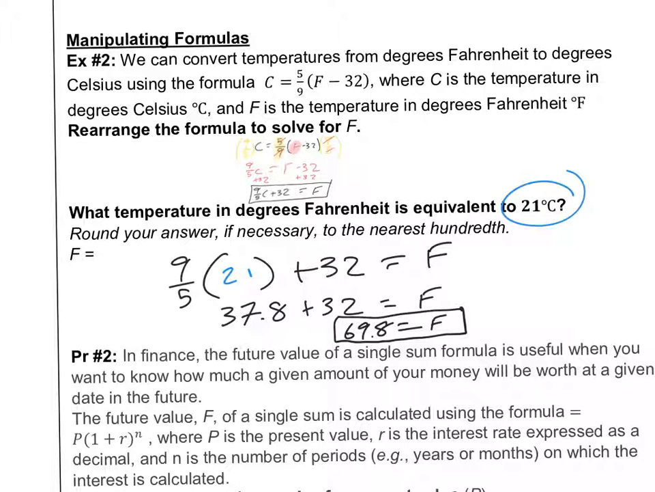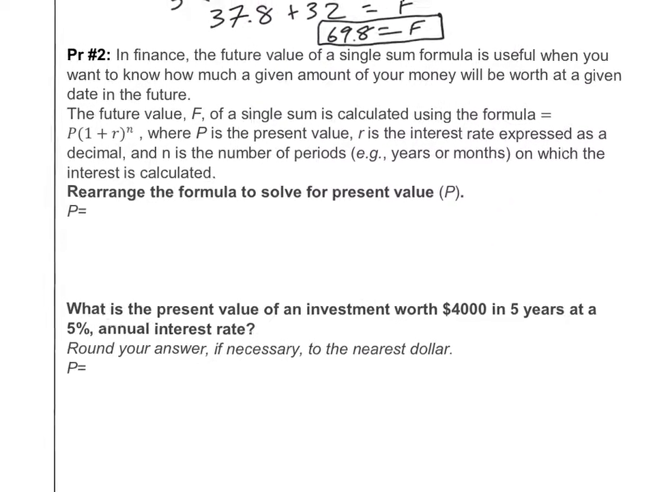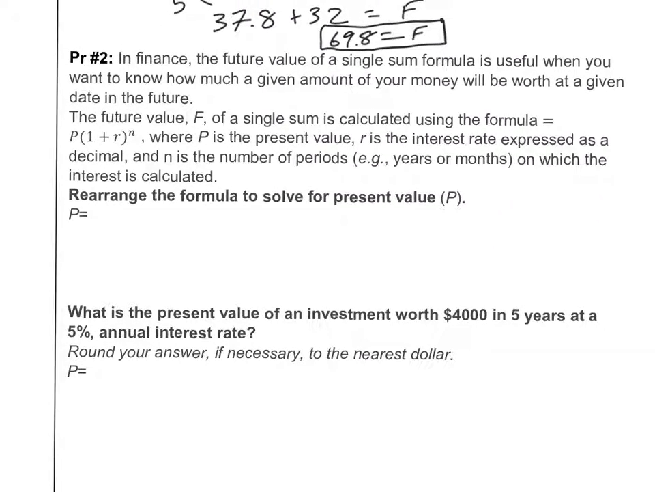All right, let's go to the next problem here. Practice number 2. In finance, the future value of a single sum formula is useful when you want to know how much a given amount of your money will be worth at a given date in the future. So you can invest some money, figure out what it's going to be worth in a year, 5 years, 10 years, based on a set interest rate.